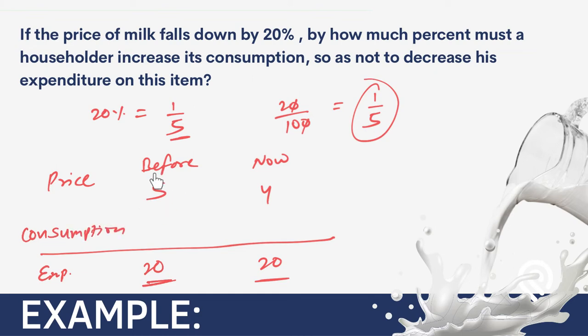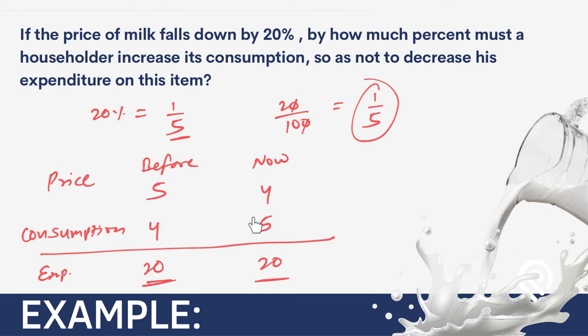Let's say the rate is 5 and the total expenditure is 20. How many units was he consuming at that time? 20 divided by 5, I get 4. Now the expenditure is still 20 and the rate is 4, so 20 by 4, I get 5. So this is 5.